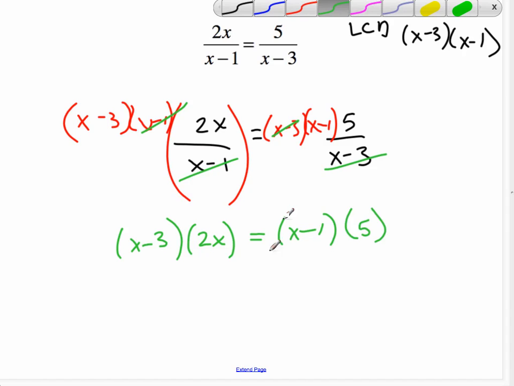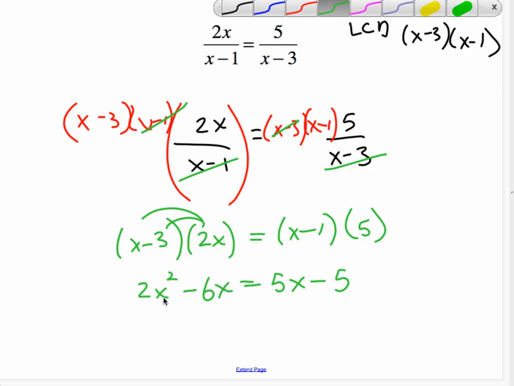5. If ever I have a binomial times a monomial, that's the distributive property. So it'll be 2x times x is 2x squared. 2x times minus 3 is minus 6x. Then on the other side, I'll get 5x minus 5.